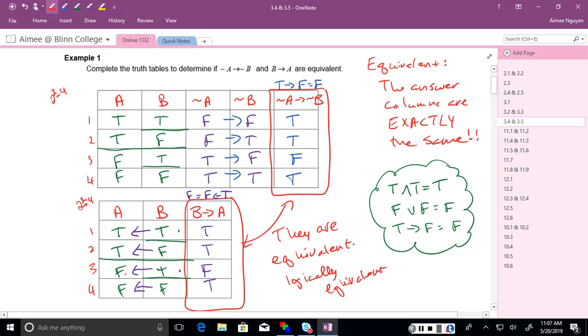So whichever one you like better, equivalent, logically equivalent, they do mean the same thing. They do have the same value. So either one is fine. But the idea here is that I need those last columns to be exactly the same, in the same order. Everything about them, besides the like heading, right, should look the same.